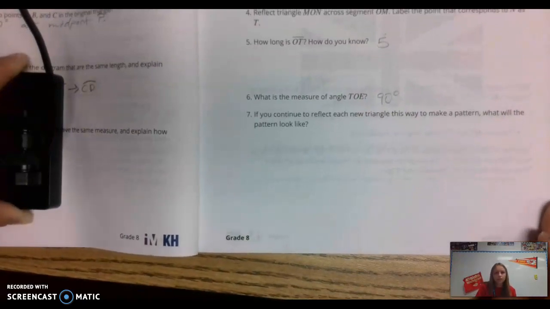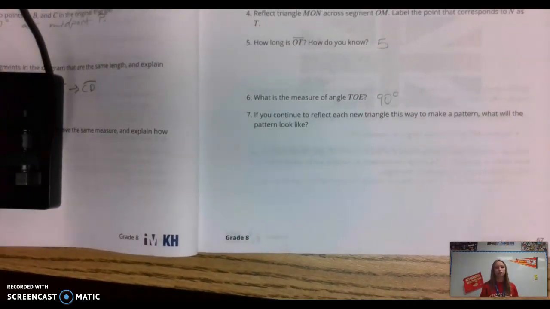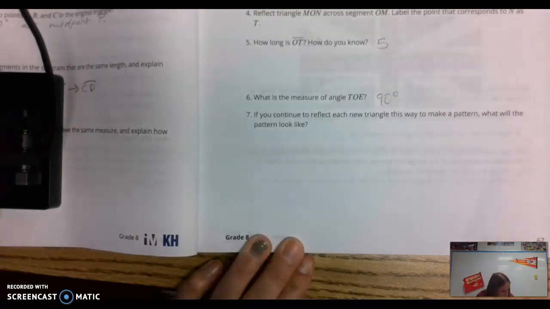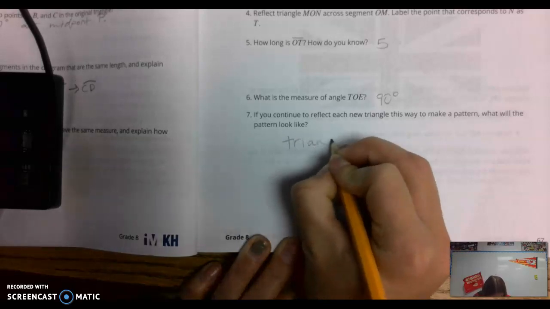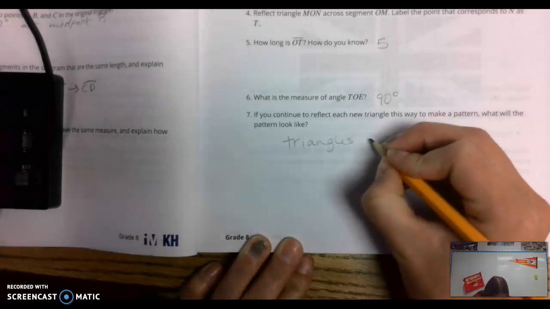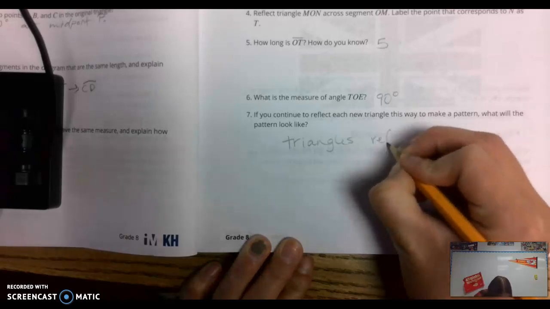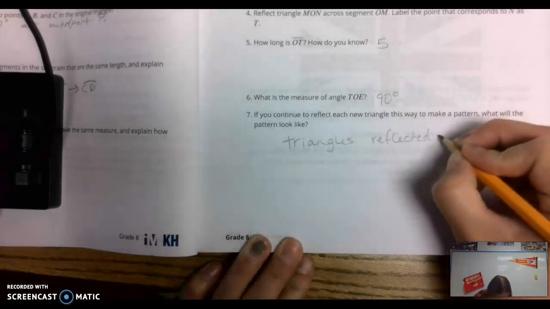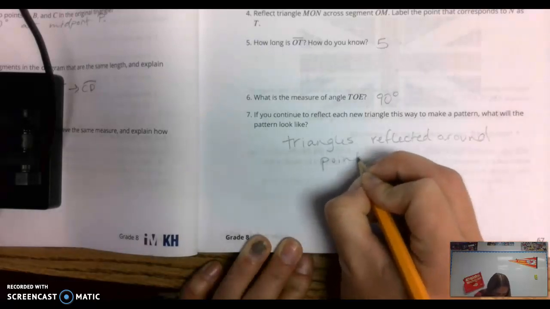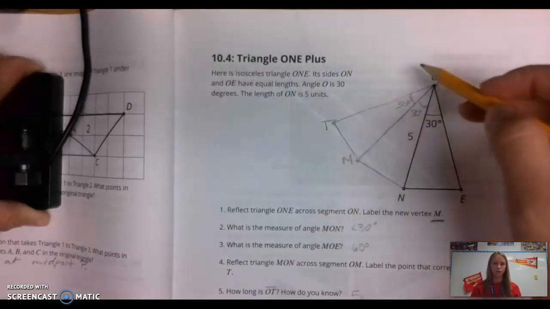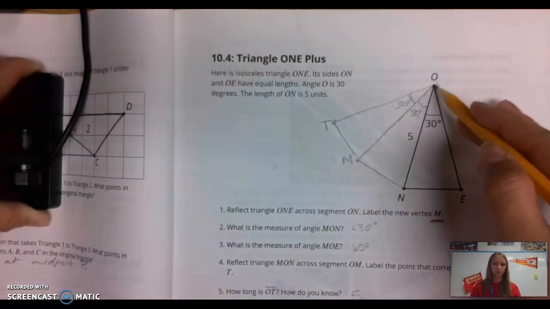Now, lastly, it says if you continue to reflect each new triangle this way, what will that pattern look like? So if that just kept happening, we would just have triangles reflected around point O. So it would just continue, and we would have these triangles just reflecting, and then they'd all be centered around O.